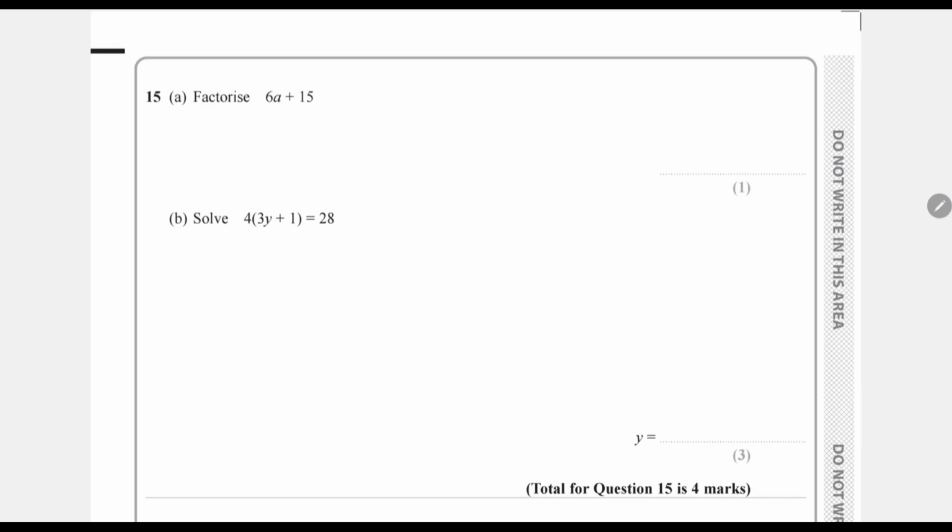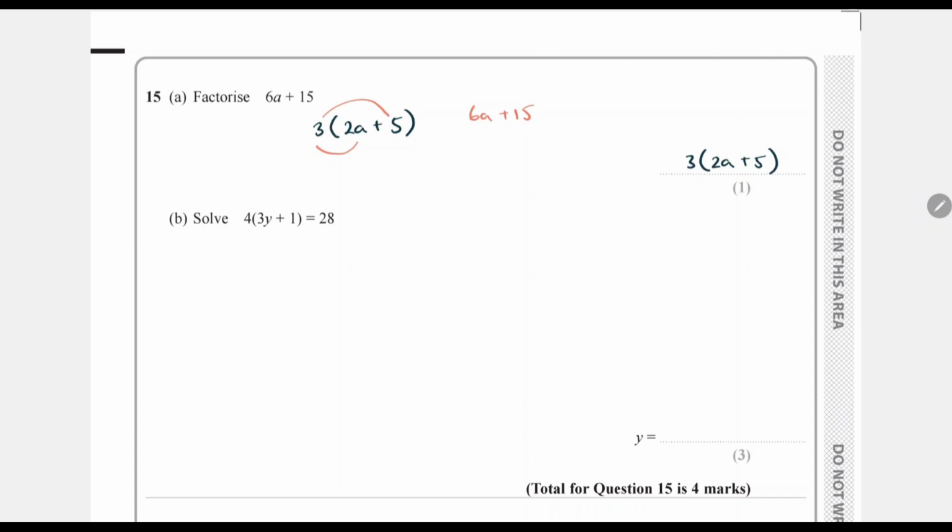Question 15a is asking us to factorize 6a plus 15. So we need to work out what is common in both 6a and 15. So we know 3 goes into both. That leaves us with 2a plus 5 inside the brackets. And we can check this. 3 times 2a gives us 6a, and 3 times 5 gives us 15. So factorized, it's 3 brackets 2a plus 5.